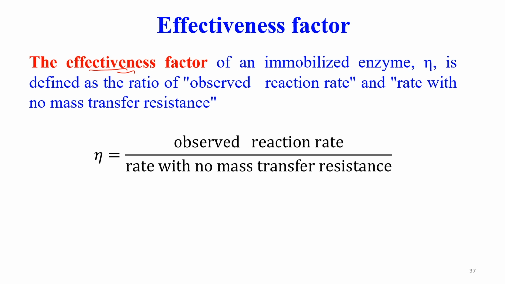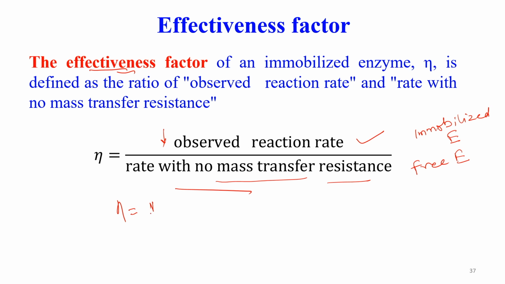So, it says you have the reaction rate in the presence of immobilized enzyme and the rate when there is no mass transfer resistance, which means free enzyme. So, for the ratio, typically the observed rate will be lower than the rate with no mass transfer resistance. The maximum value of eta can be 1 when there is no mass transfer resistance, and whenever there is mass transfer resistance, the eta value will be less than 1.